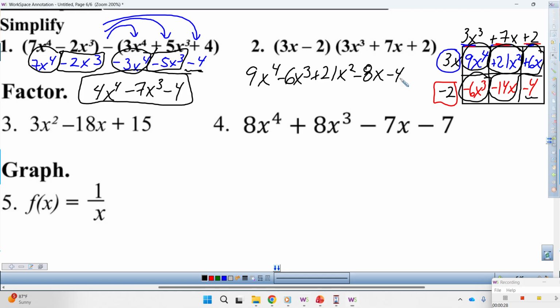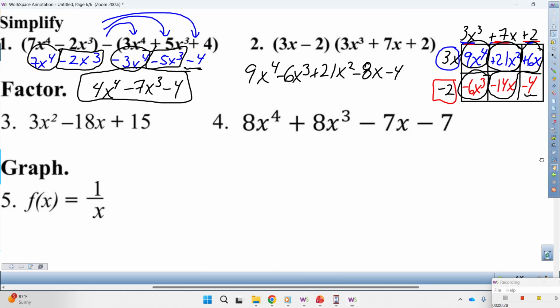How are we doing? Good? Yeah? You guys like this organization, or some of you did distribution? You can do distribution, but it becomes like such a long expression, so I'd rather do something like this. All right, let's go to number 3.